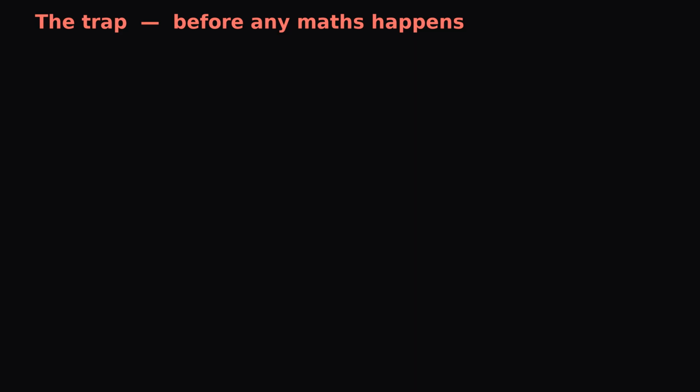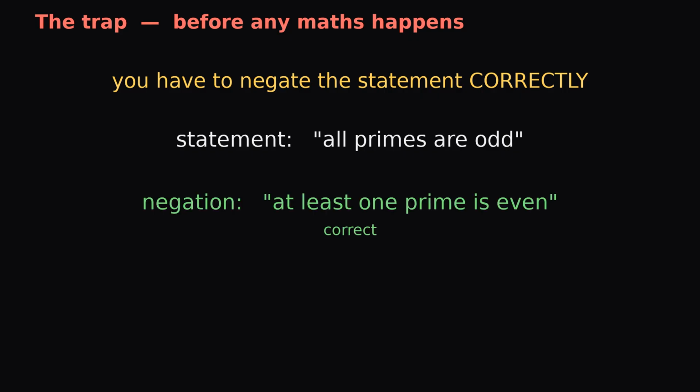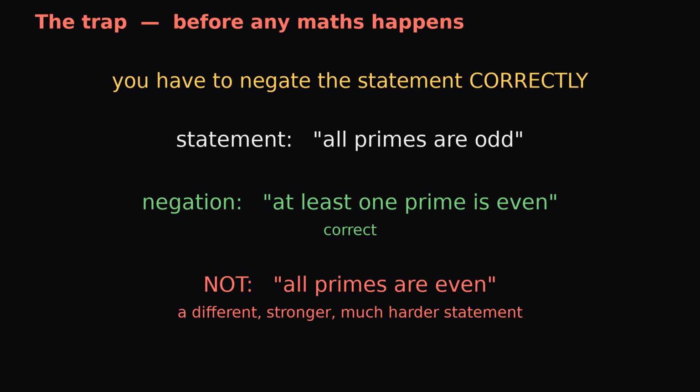And here's where it goes wrong. Before any maths happens at all, you have to negate the statement correctly. Take "all primes are odd." The opposite of that is "at least one prime is even." It is not "all primes are even." That is a different statement. It is much stronger, and it is much harder to prove. Getting the negation wrong sets you off proving something you don't need and probably can't get. So negate it carefully, in writing, before you start.